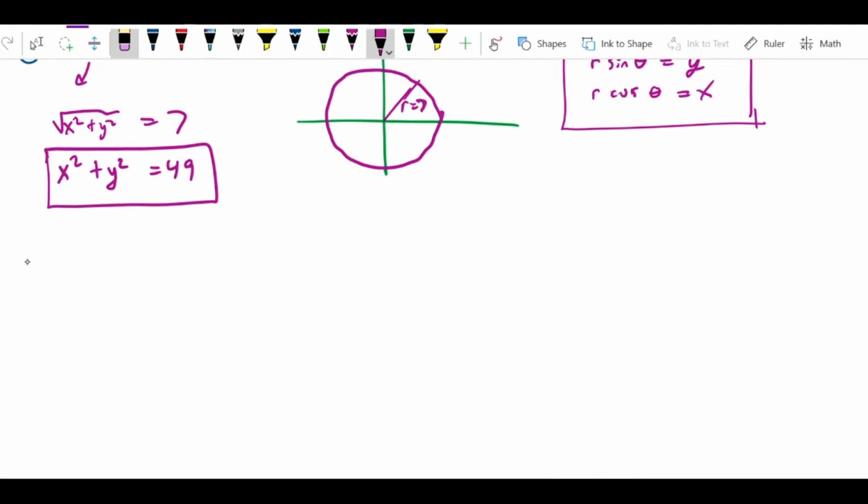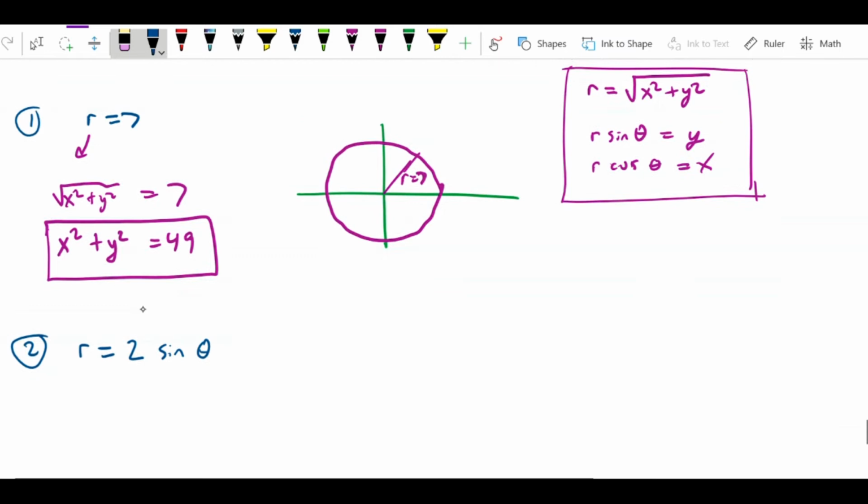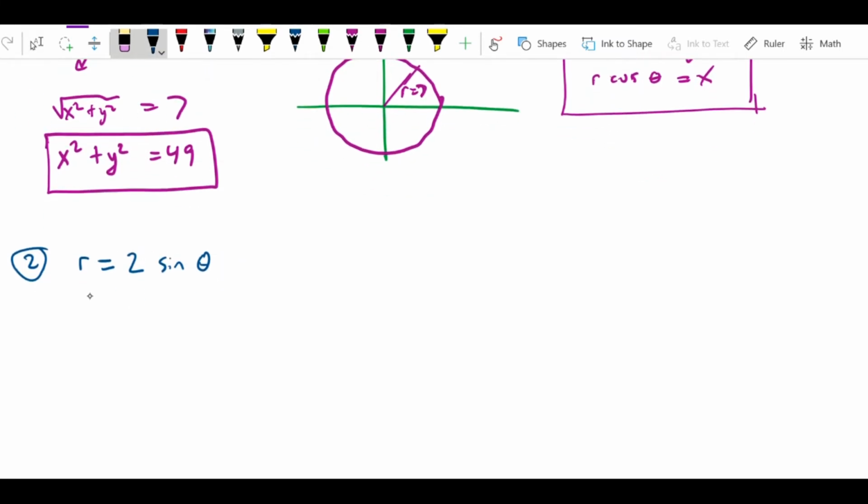Okay, so let's try another one. Let's do r equals 2 sine theta. So here we have 2 sine theta, but in order to handle that sine theta we need r sine theta. So what I want to do is multiply both sides of the equation by r. That gives me r squared equals 2r sine theta.